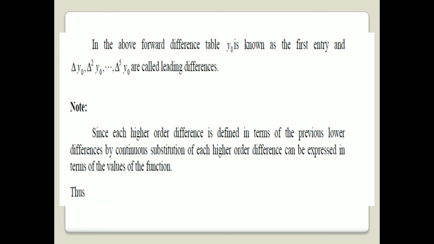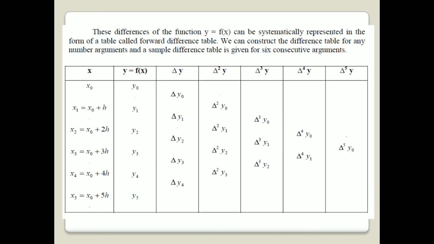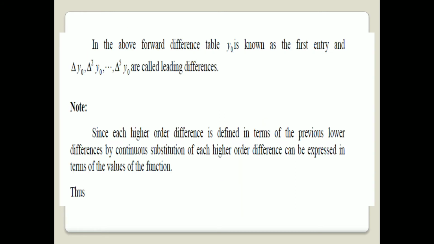After this, in the above forward difference table, y0 is known as the first entry, and delta y0, delta square y0, delta raised to 5 y0 are called leading differences. Means each first value of each column is called leading differences.